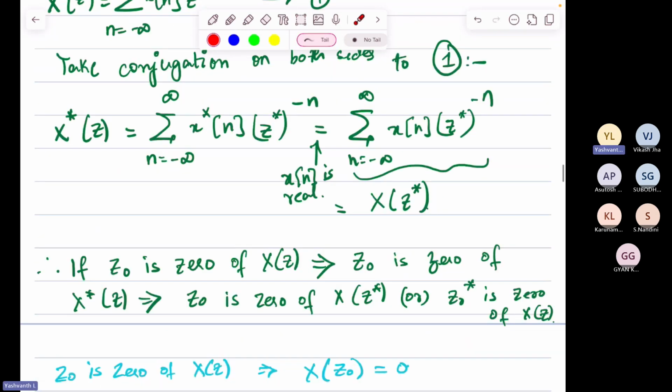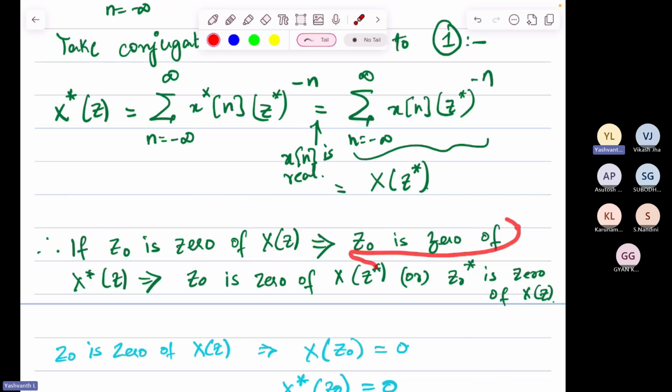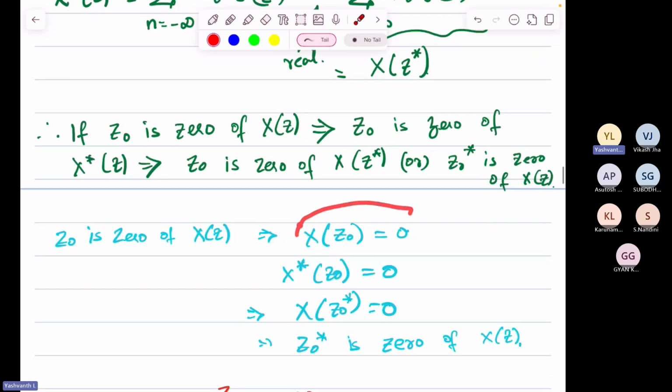Okay, and now what we need to prove, if z naught is a 0 of x of z, then z naught conjugate is a 0 of x of z. I mean, sorry, that is not what we need to prove. We can see that. Why? Because if z naught is a 0 of x of z, what does it mean? It means that x of z naught equal to 0. That is the meaning of z naught being a 0 of x of z.